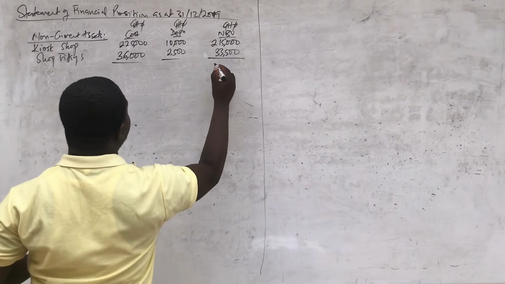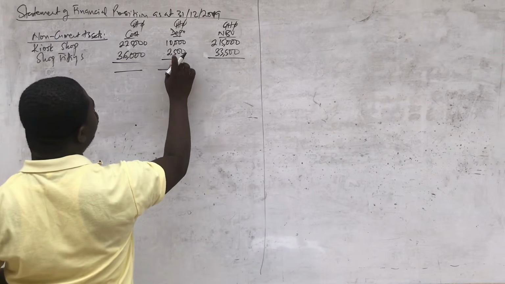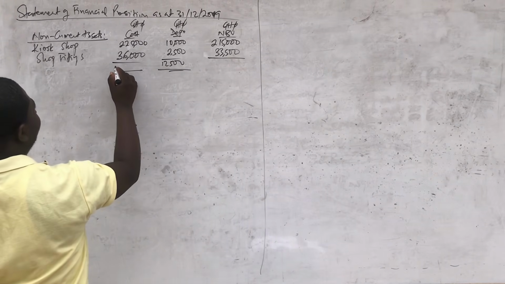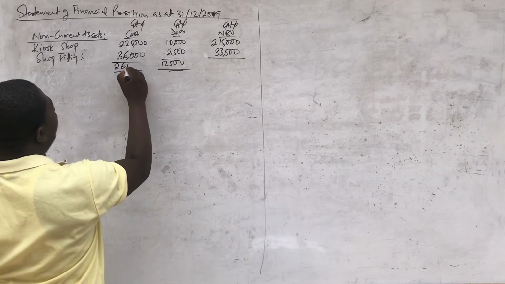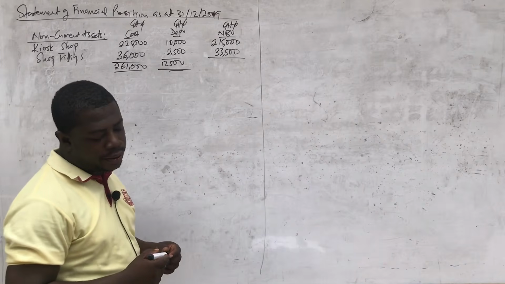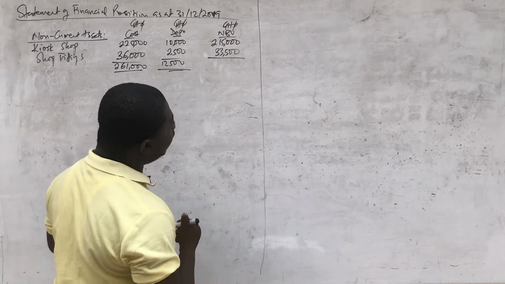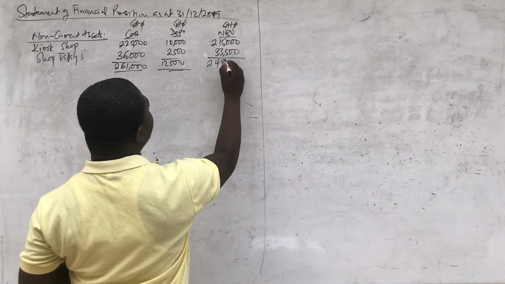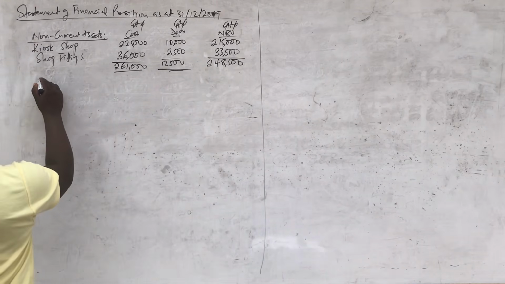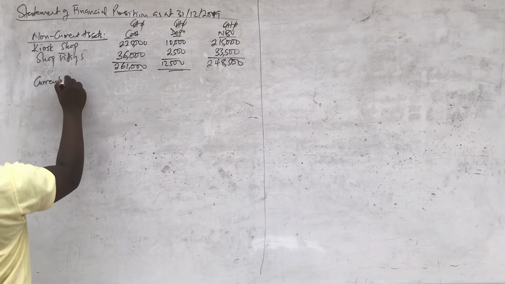So we add that up, and we are not going to use these totals again, so I can close it off. This will be 161,000. The most important thing is the total for the net book value. That is what we are going to use, and that is going to be 248,500. So now that we are done with the non-current assets, we can move to the current assets.